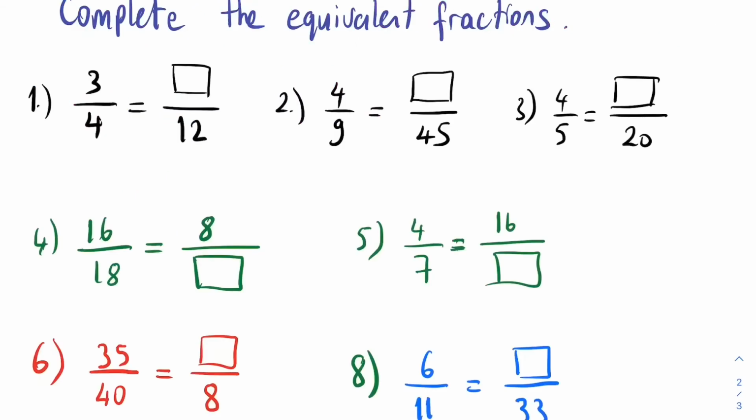Here we have a couple of examples, complete equivalent fractions. In these questions, we have a missing number on the top or on the bottom part of the fraction. In the first question, it is on the top. 3/4 equals a box over 12. So we need to know that 4 times what is going to be 12. 4 times 3 is 12. So I need to multiply 3 by 3 because 3/3 is 1. 3 times 3 is 9. So the box is 9.